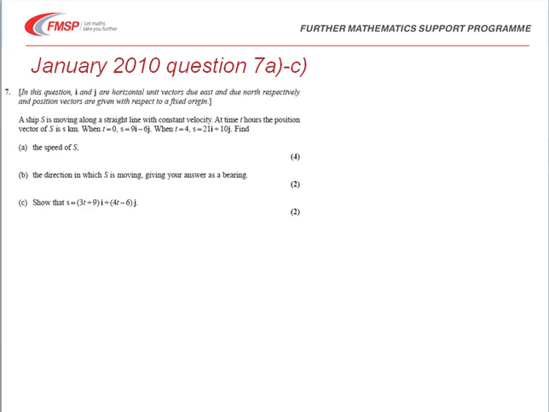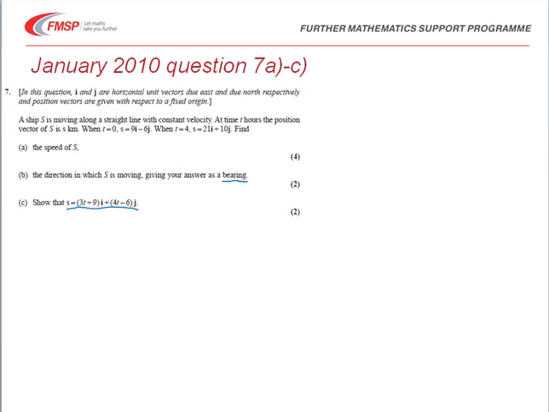We're asked to calculate the speed, and then from that to work out the direction in which s is moving, giving the answer as a bearing, notice here, and also to show that s is given by an expression which is written in the question there. So 3 parts of the question. Just looking at them one at a time.